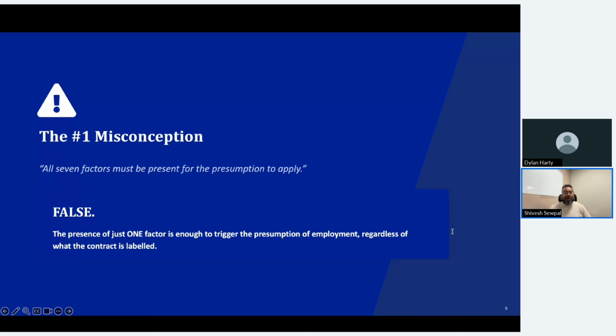And this matters because once the presumption is triggered, the employer has to prove why the worker is not in fact an employee. That is a much more difficult exercise than many businesses appreciate. So if there's one line your supervisors, site managers, and foremen should remember from today, it is this: 1 factor is enough, not all 7.